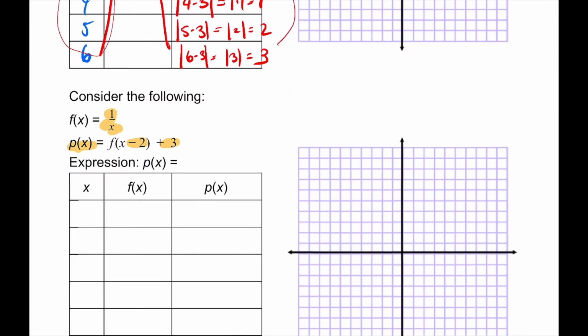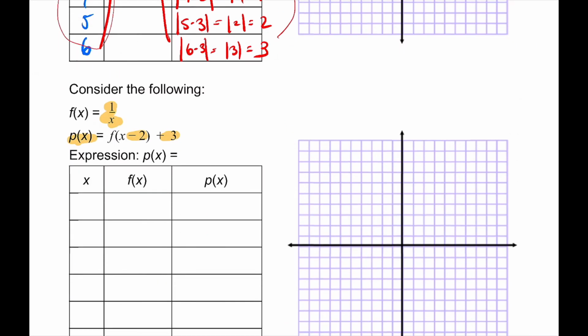So let's look at p of x here. One of the things we're going to recognize, based on the work above, is that this graph is going to be shifted to the right 2, because what is going to make this 0 is x being 2, and it's going to move up by 3.